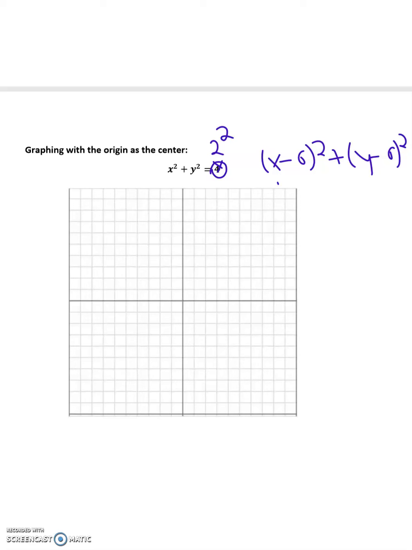So our center here is the origin, so I'm going to put a point at my center. Okay, and we know our radius is 2, so I'm going to count 2 spaces to the right, 2 spaces up, 2 spaces to the left, and then 2 spaces down. I'm going to put a point at each of those spaces. This is an easy way to graph it, especially if you don't have a compass, so you can at least get points to make a rough sketch of your circle.